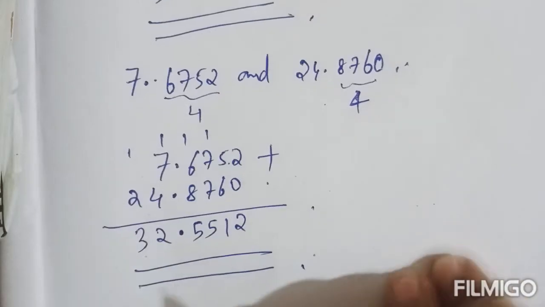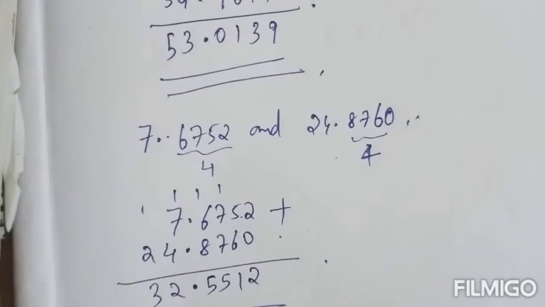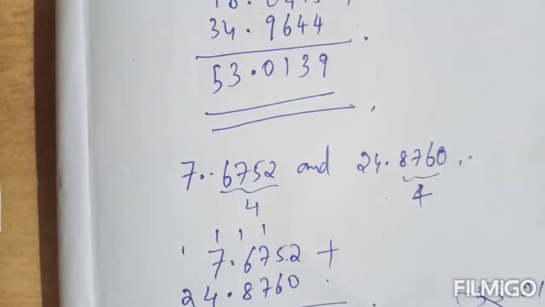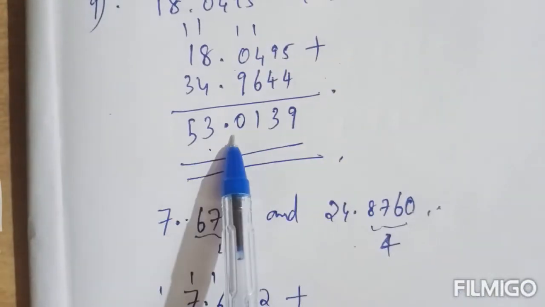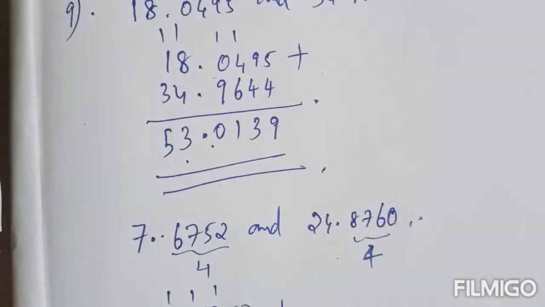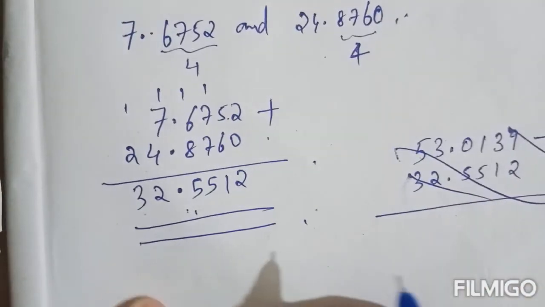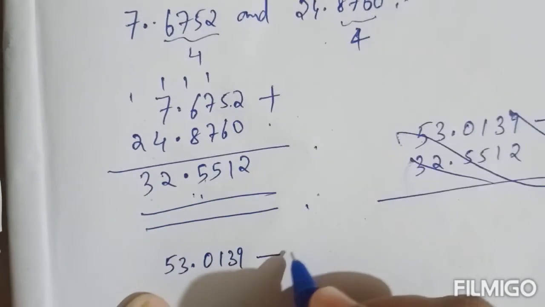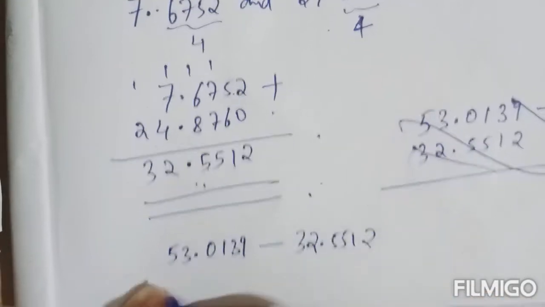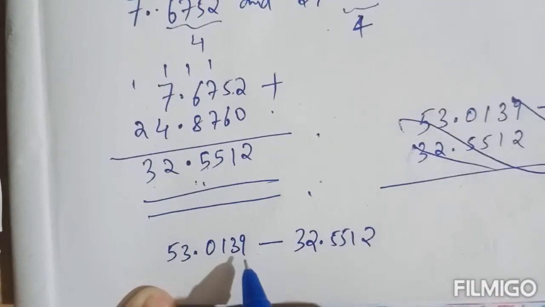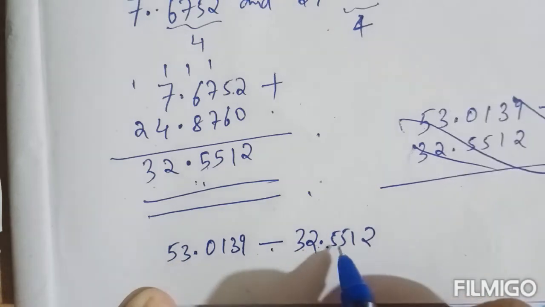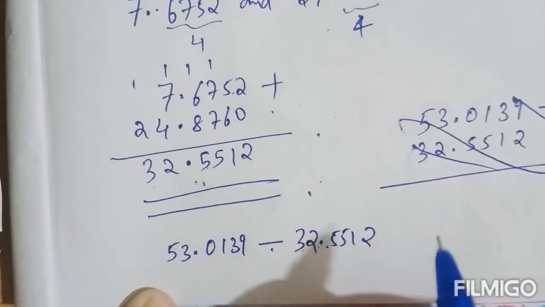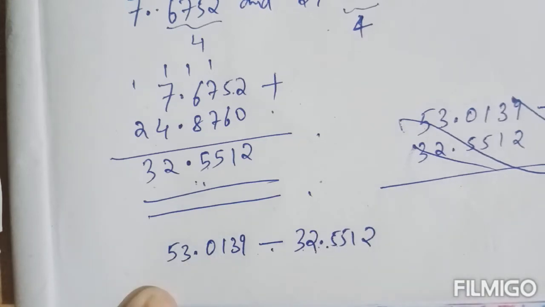So here what is the question? By how much does the first sum exceed the second sum? In order to find how much the first sum exceeds the second sum, what should we do? We should subtract from the first sum. You can subtract the second sum. Okay, from 53.0139, that is the first sum, you can subtract the second sum 32.5512. You will get how much the first sum exceeds the second sum.